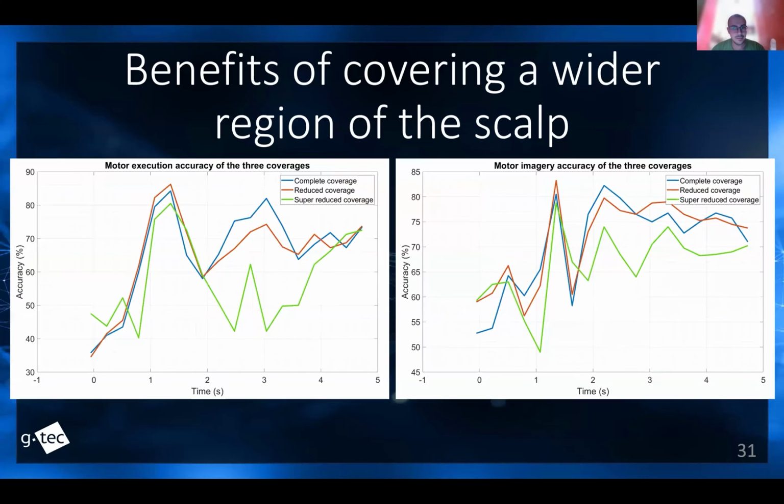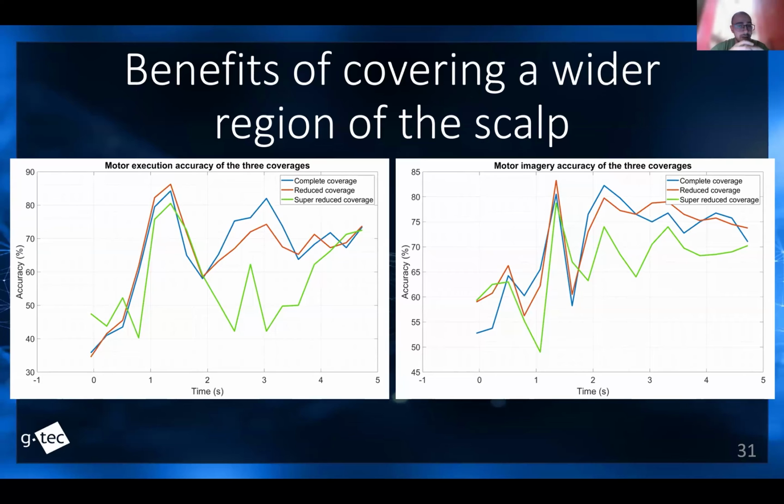And this is the comparison between the offline classification of my results for one subject, for example. Here you can see the results for every coverage. The peak is always quite similar regardless of the spread of the coverage.